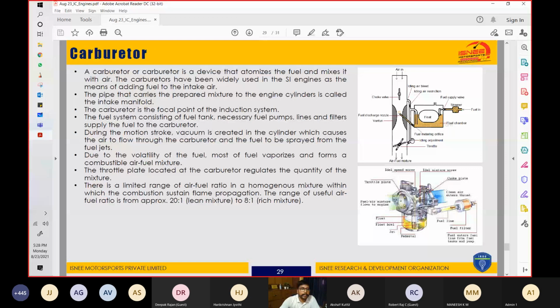Okay, so then due to the volatility of the fuel, most fuel vaporizes and forms a combustible fuel air mixture. Then the throttle plate located at the carburetor regulates the quantity of the mixture. And then there is a limited range of air fuel ratio in a homogeneous mixture within which the combustion sustains flame propagation. The range of useful air to fuel mixture is approximately 20:1 for the lean mixture, and 8:1 for the rich mixture.